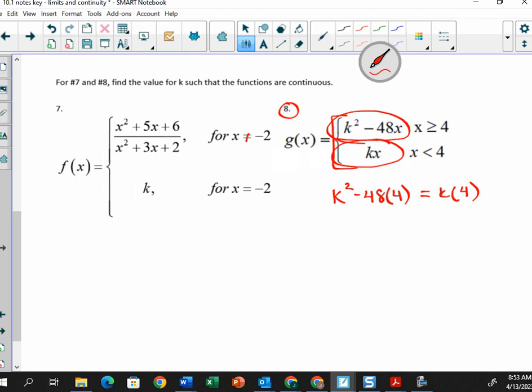This is more function value than limit, because we need that to exist and be the same. So I've got k squared. I'm going to bring the 4k over. And then what is 48 times 4?